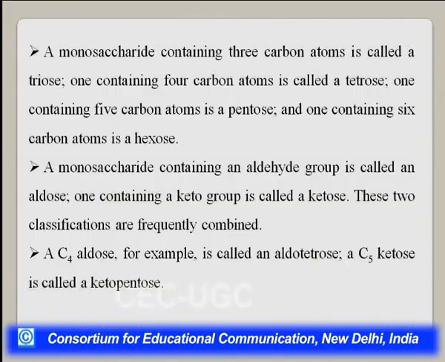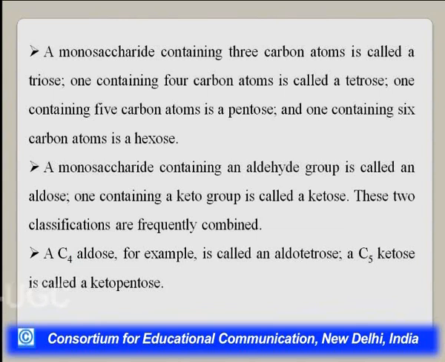A monosaccharide containing 3 carbon atoms is called a triose. One containing 4 carbon atoms is called a tetrose, one containing 5 carbon atoms is a pentose, and one containing 6 carbon atoms will be known as a hexose.